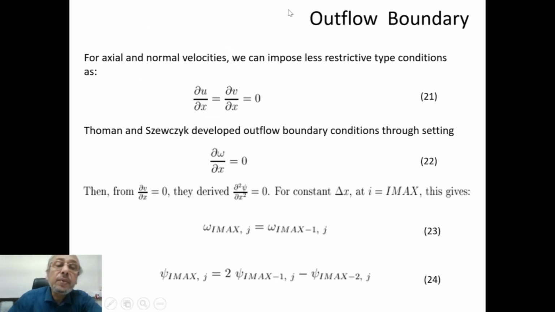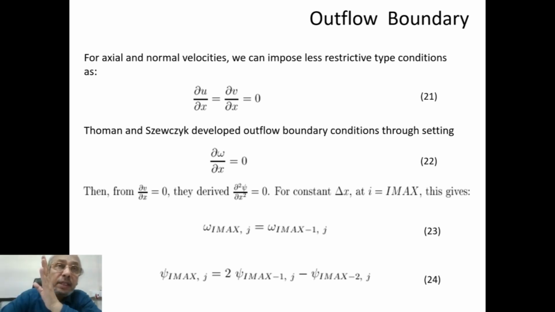What we did, we set del u del x equal to 0, del v del x equal to 0. Thoman and Soucek developed outflow boundary condition for omega by setting del omega del x equal to 0. That means the u velocity coming from the interior domain will continue. The way v velocity has been developed in the interior domain, it will continue. The way vorticity has been generated and vorticity is interacting, it will continue. It will have a smooth exit.